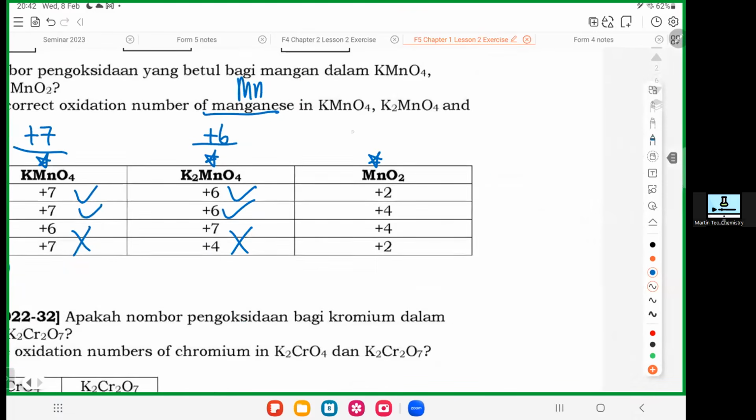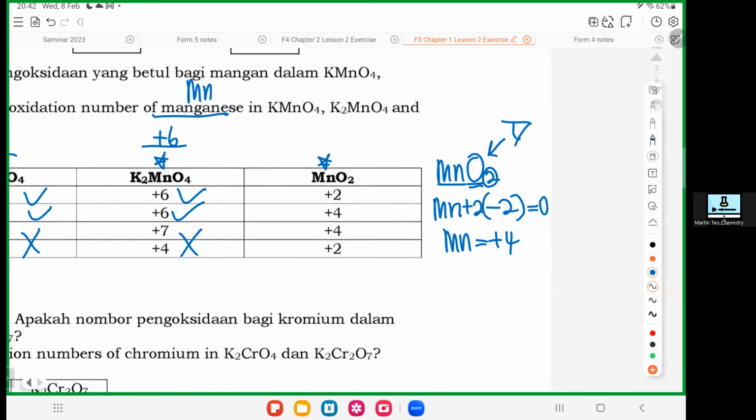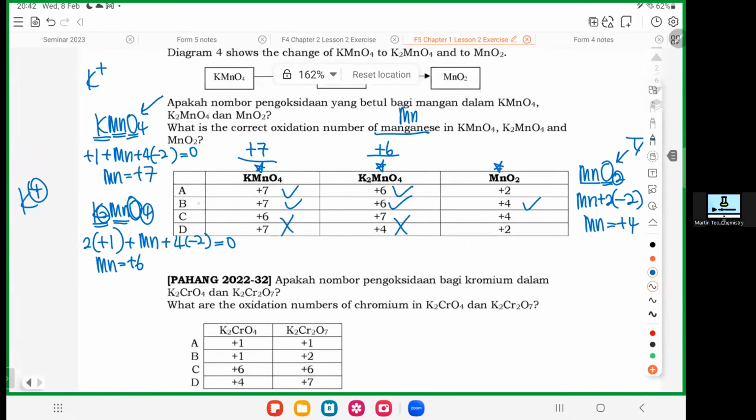So last one, MnO2. This Mn, I don't know, copy back, or you can put X also. Oxygen is -2. How many oxygen? 2 of it, times 2. Everything added together must equal the charge. Put your eyes on the top right corner. You don't see any charge, 0. So Mn equals +4. So the best answer is B.